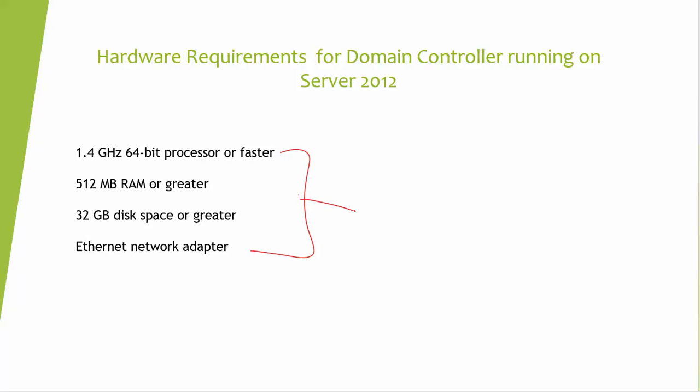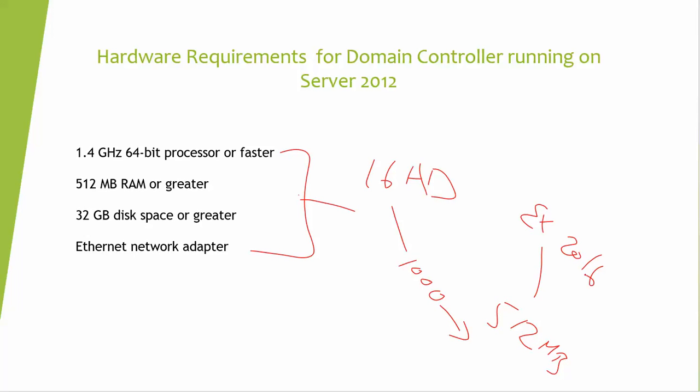Most organizations use around 16 GB for their Active Directory, because they're running thousands of users. For thousands of users, using 512 MB of RAM with Exchange 2016 is not a good idea, because your Exchange is not going to perform well, and your Active Directory is not going to perform well. So this is the hardware requirement for Exchange Server 2016 when you're running an Active Directory.